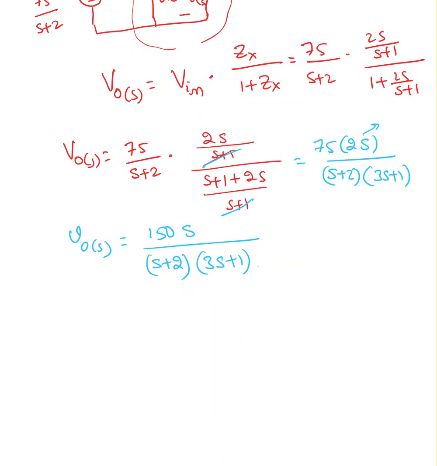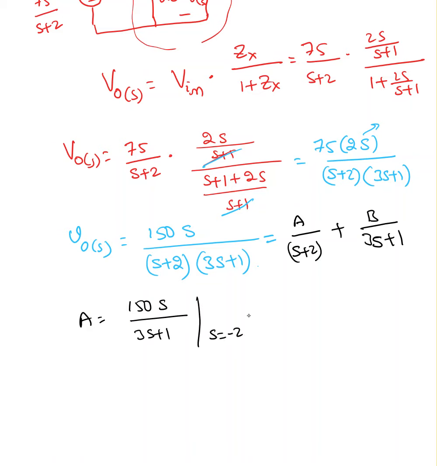Now we need to convert this back into time domain. We can use partial fractions. By using partial fractions, this is going to be A over s plus 2 plus B over 3s plus 1. To find A, using the substitution method, since they're not repeated poles and those two are individual factors, I take the total equation other than the denominator of A and substitute s equal to minus 2. I have A equal to 60. For B, taking 150 s over s plus 2 and substituting s equal to minus 1 over 3, I have B equal to minus 30.